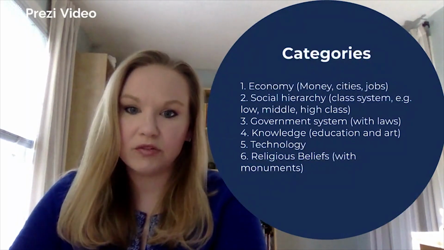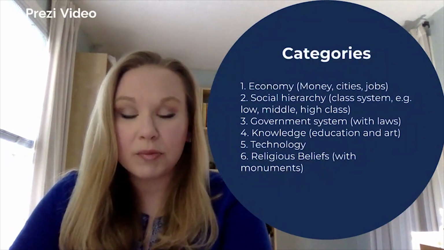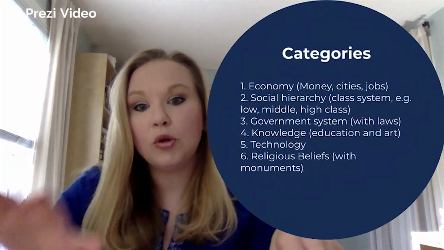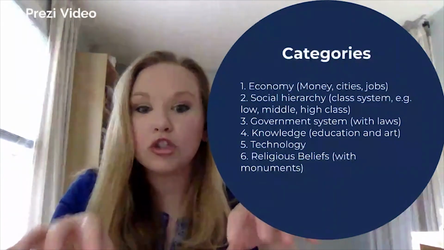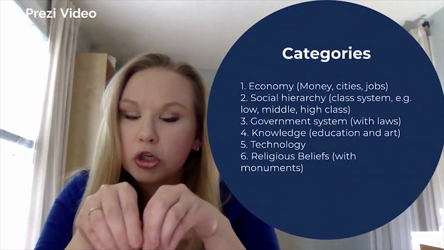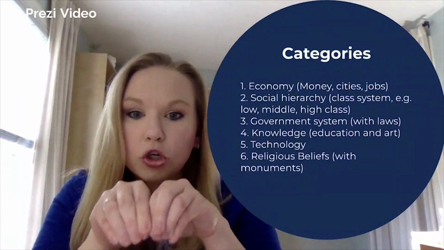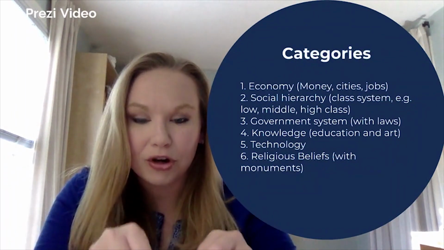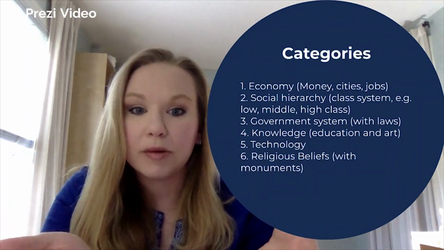But instead, with this division of labor, you have some people now who are farming and some people who are building houses and some people who are making clothes. And so they're starting to become experts in a certain field or a certain area. And so you don't have everyone doing all of the work, but instead they're sharing that work.